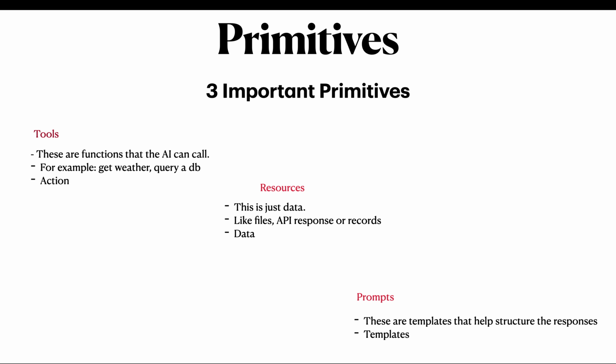Now, primitives. There are three primitives when it comes to MCPs. The first is the tools. These are functions that AI can call, for example, get weather, query a DB. Second is the resources. This is just like data, like files, API responses, and records. Third is the prompts. These are templates that help structure the AI responses. So just to summarize it, tool would be an action, resources would be the data, and prompts would be the templates.